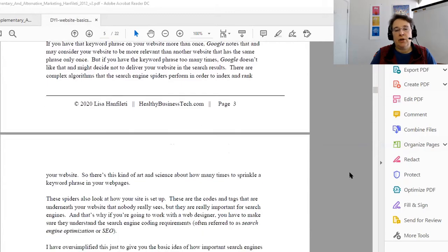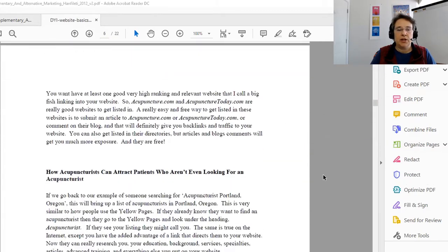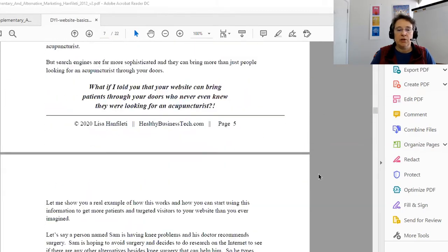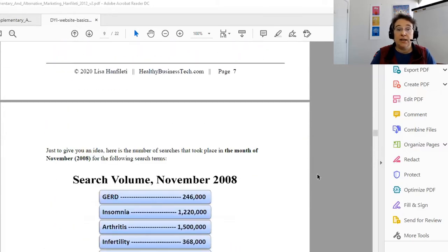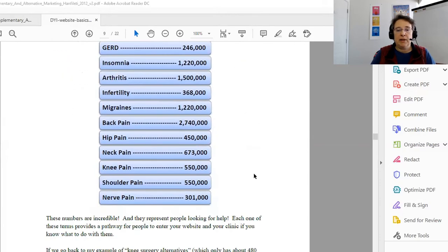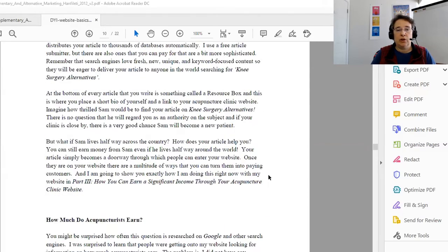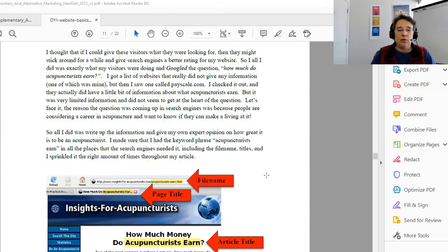Keywords are the main thing for you to understand, and there's a whole bunch of information here on how you can research keywords and how I was able to use them to rank my website very, very high and get a lot of traffic. And there's going to be examples in here of things that you can use for your own website. So why don't you go ahead and read through this.